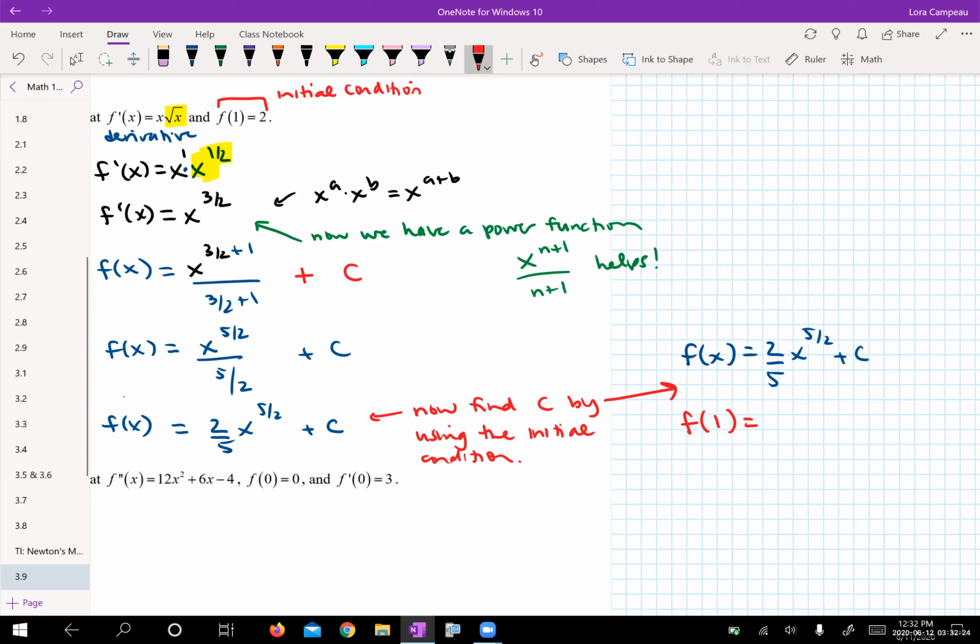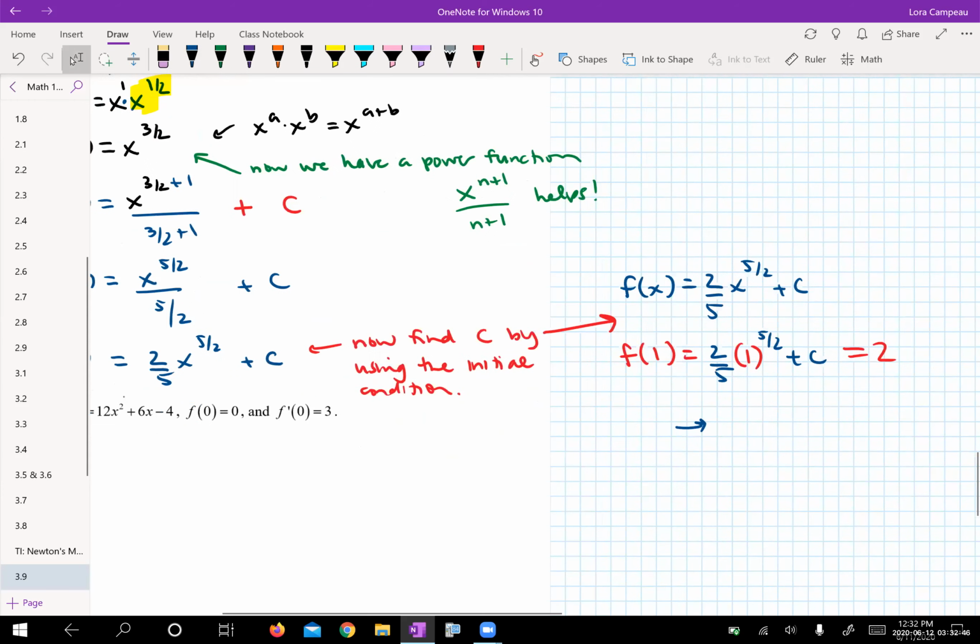And so what that looks like, I have 2/5. Instead of x, I'm going to have a 1. So 2/5 times 1 to the 5/2 plus c, that is equal to, they gave us 2. Well, now you have an equation to solve. All you have to do is simplify and find what c is. And lucky for us, they only had us plug in the number 1, so 1 to the 5/2 means we still have a 1. So we end up having 2/5 plus c equals 2.